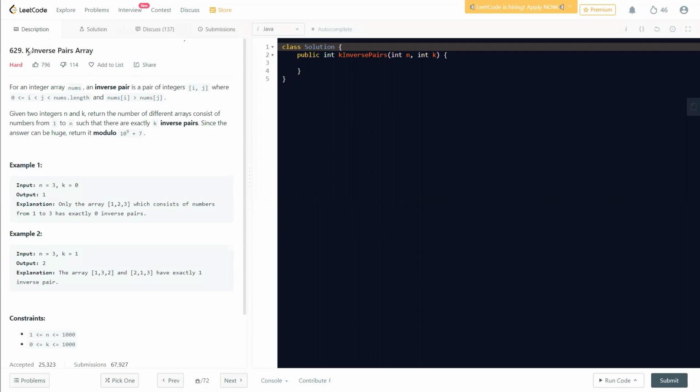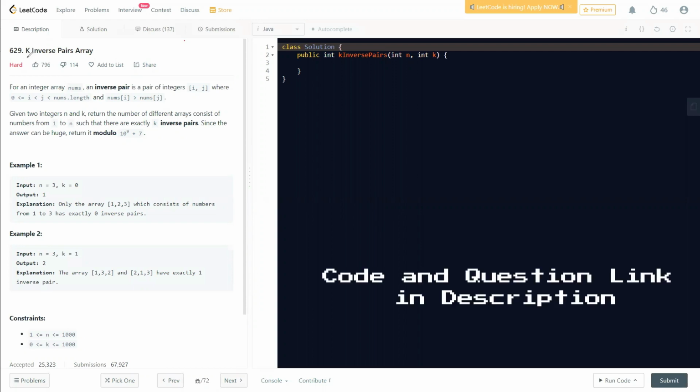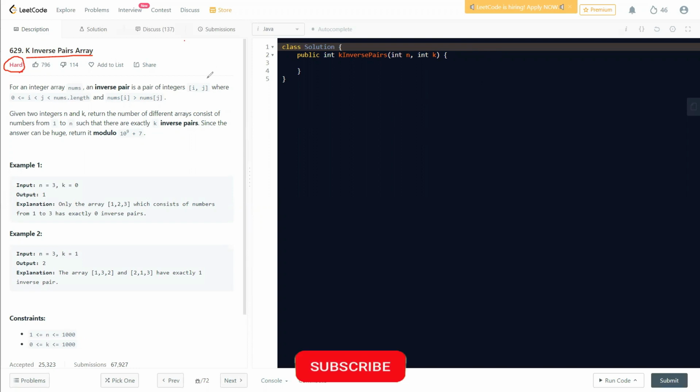In this video, we'll discuss this LeetCode problem, that is the K Inverse Pair Arrays. This is a hard type problem, and we'll understand what this question is asking us to do, how we can solve this question, and what the thought process behind solving it is. Ultimately, we'll find a solution to this question, and we'll solve it as well. Okay, so let's move into the question.